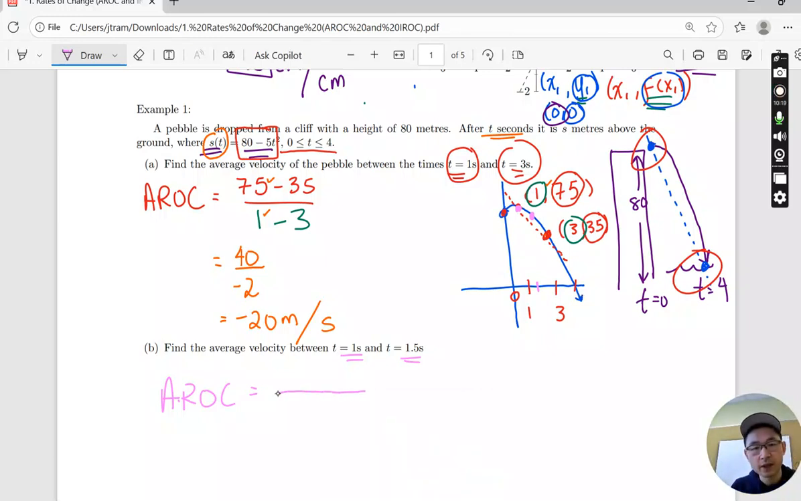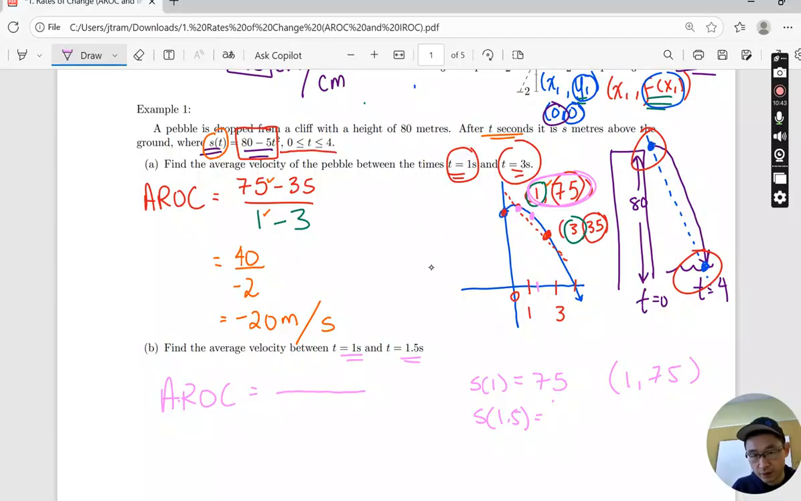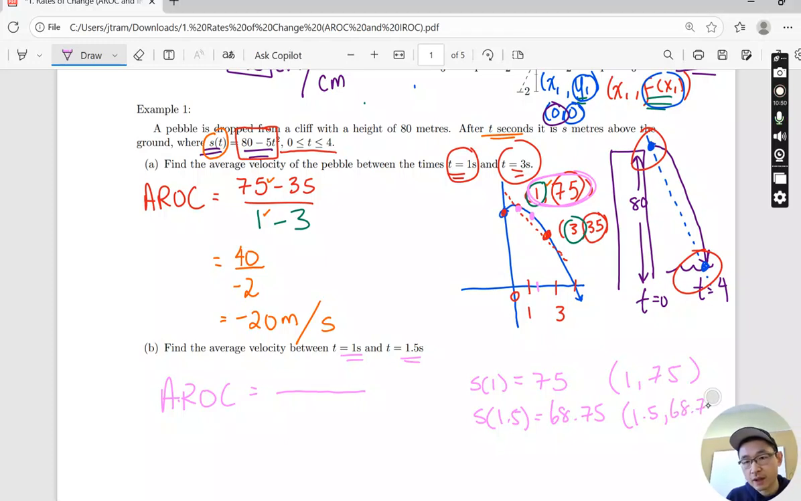Same idea. First, I need to find S of 1. I already know what that is. It's 75, because we already did that right here. Now we have to find S of 1.5. Let's go back to the given formula, which gives us 68.75. So at 1.5 seconds, it is 68.75 meters above the ground. Now we go again y2 minus y1.